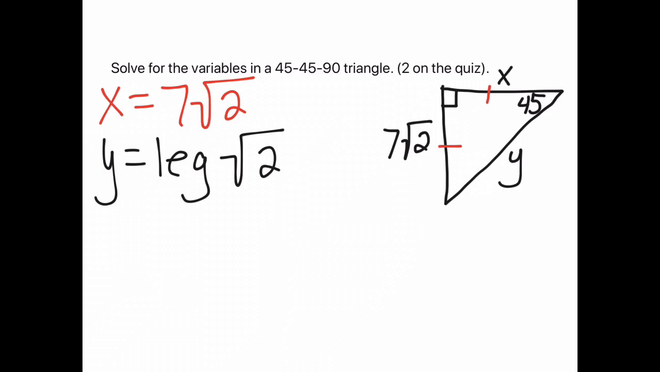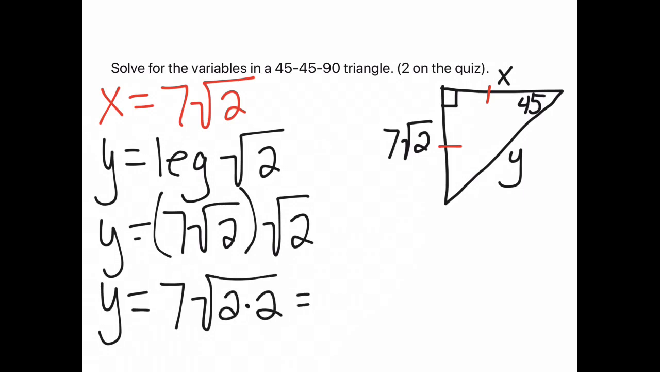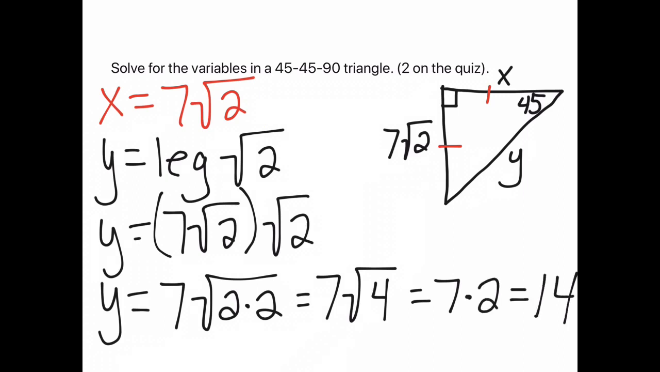So when we substitute in the 7 radical 2 for the leg, then we have to times it by radical 2. And when we do that, both of the radical 2's are inside the radical, so you can actually multiply them together. And what you'll get is that it's 7 radical 4. Radical 4, of course, is just 2. And so what you have is 7 times 2, which is 14.